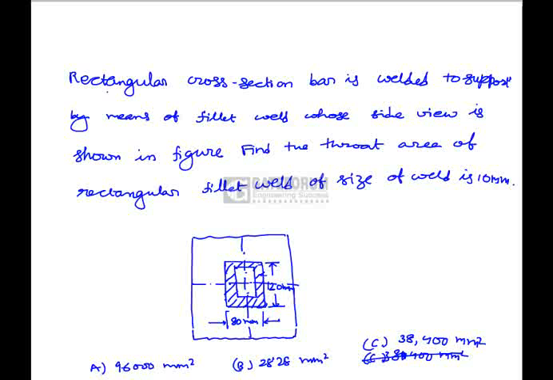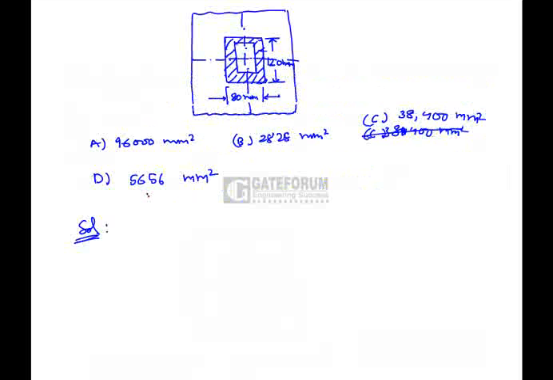And here the options are: A, 9,600 mm square; B, 2,828 mm square; C, 38,400 mm square; and D, 5,656 mm square.